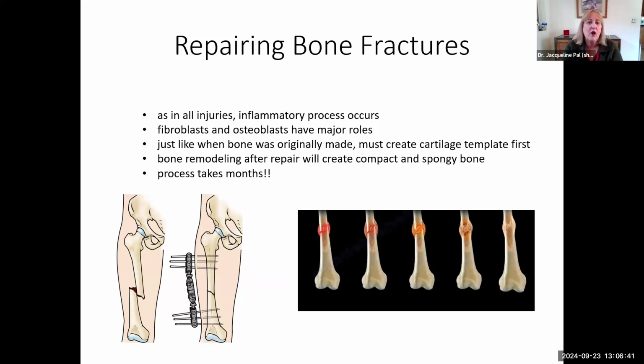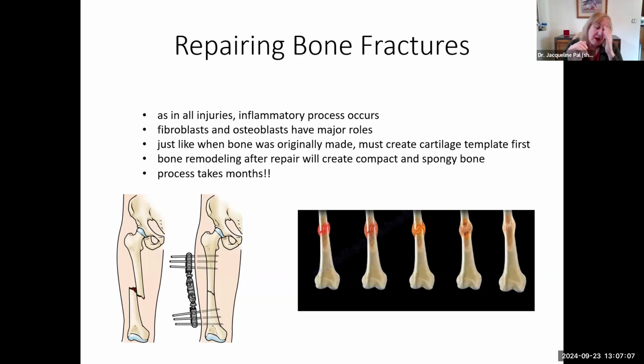And just like when bone was originally made, there's only two ways bone can be made, either from mesenchyme or from cartilage. And since bone fractures are now occurring in childhood and adulthood and not in the fetus, we no longer have embryonic mesenchyme. So we have to create a cartilage template and then change that to bone.